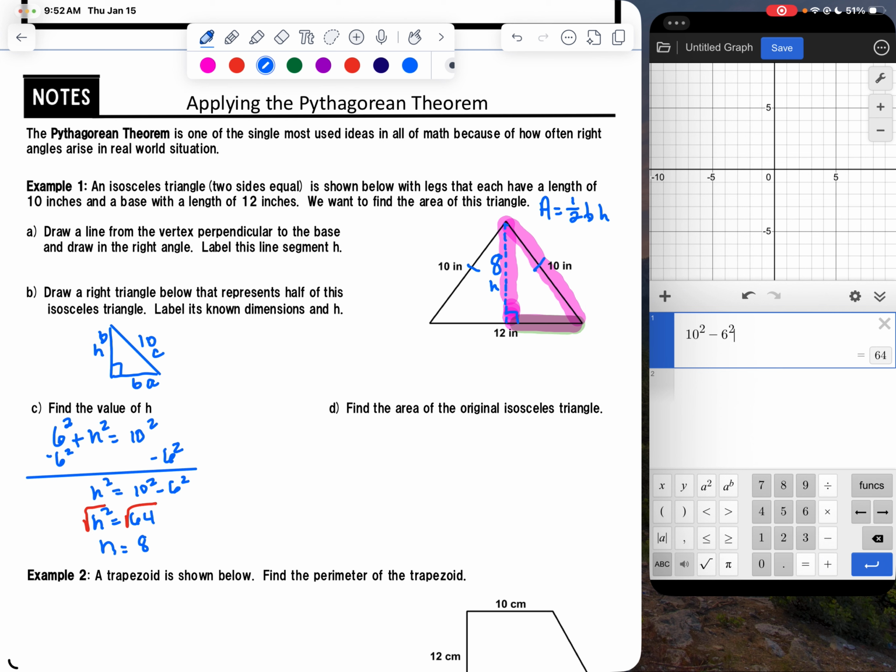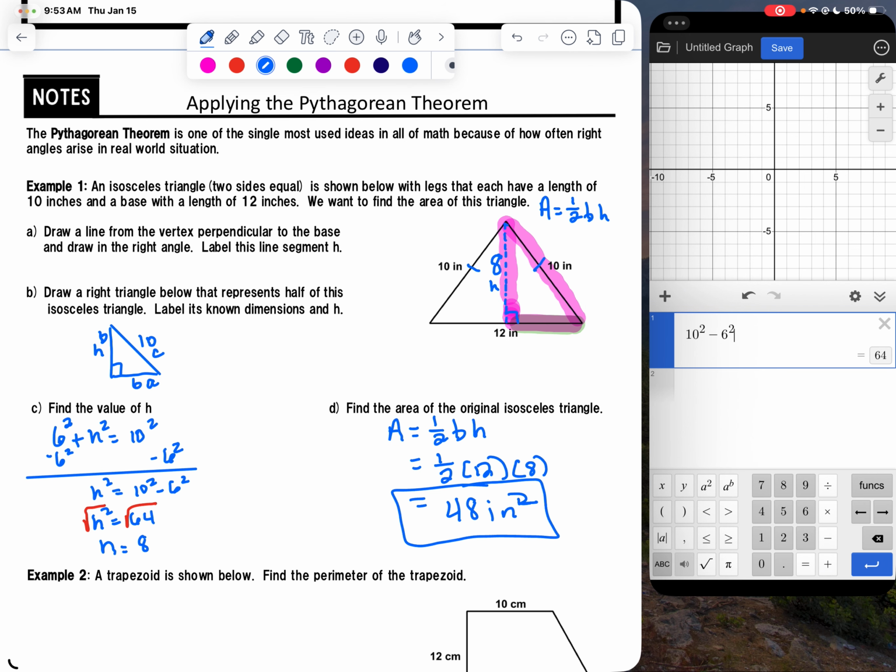All right. Now that we know the height of the triangle, we can use our area formula. Area equals 1/2 times the base times the height. So 1/2 of 12 times the height, which is 8. So 1/2 of 12 is 6, and 6 times 8 is 48 square inches.